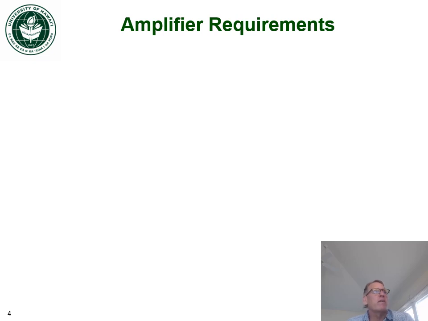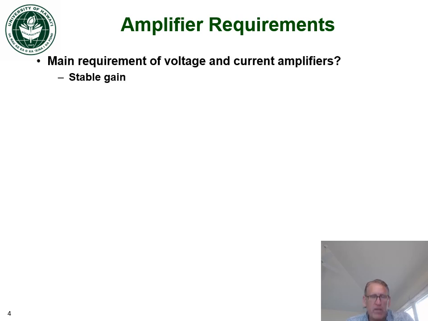All right, let's talk about some amplifier requirements. Obviously, we need our amplifier to amplify, right? So if we think about what sort of requirements or characteristics we might need, the first thing is a stable gain. This is to amplify our signal. We want it to be larger at the output, and we want it to be stable. We want it to not change over time.